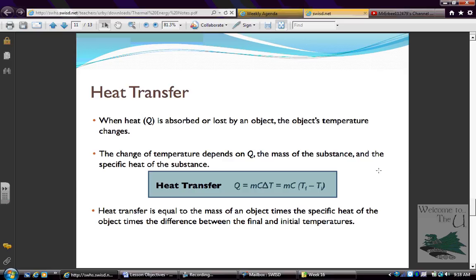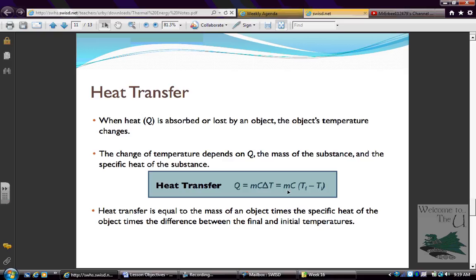C is the specific heat of the material. So C is actually going to be dependent on what type of material we have. We would probably refer to the chart that I just showed you to find the specific heat of the material that we're talking about. The delta T here, remember delta stands for change. This would be the change in temperature.